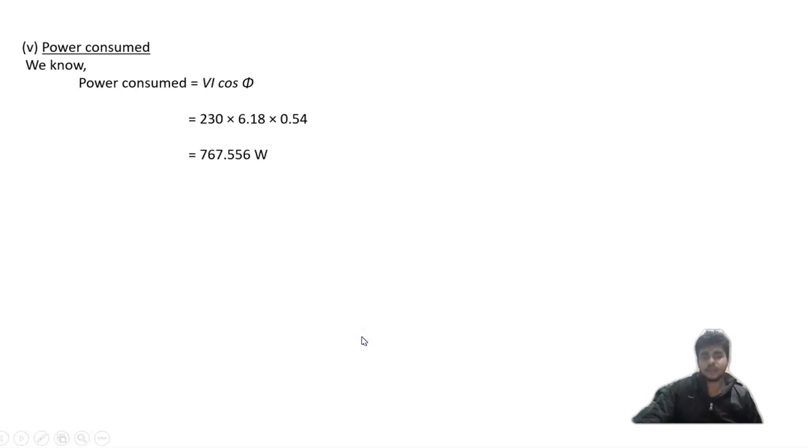Now we are going to calculate the power consumed by both the resistance as well as the inductor. So we know power consumed equals VI cos phi. We just plug in the values and get the answer.